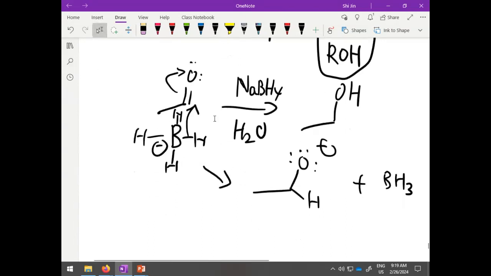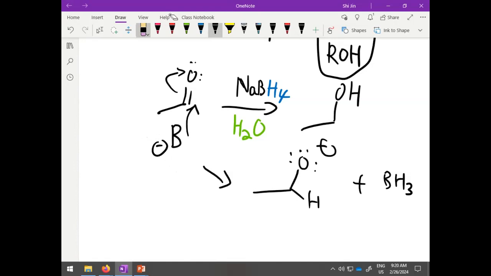And then this guy is an anion. You will still need a proton from somewhere. Where can you get that proton? The proton is from water. So if I color code it, let's make the water green and the sodium borohydride blue. I want to be very clear about which hydrogen comes from what source.